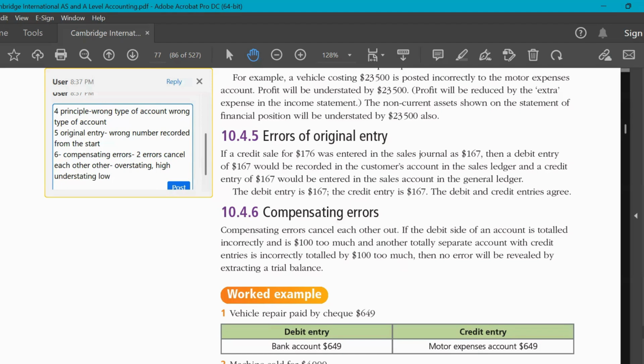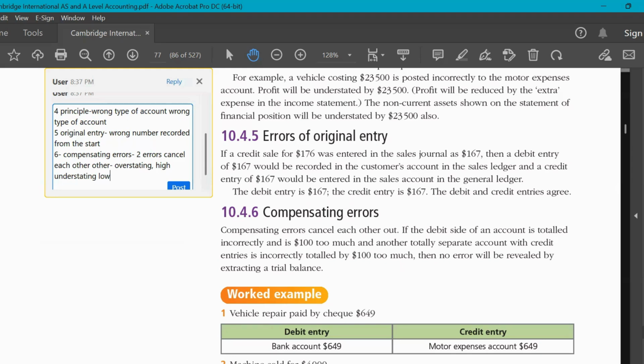Okay, the question here is: the total is incorrect, and the 100 is too much, and the total of a separate account with credit entries is incorrectly too much by 100. So again, there's an example. There's an extra 100 on the debit side. Okay. And there's also an error on the credit side, which is too high. Your debit side is too high, and then your account's credit side is too high.